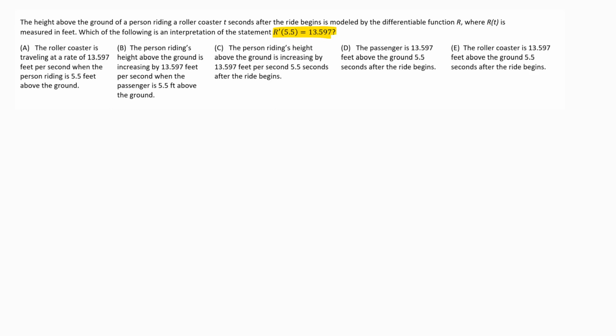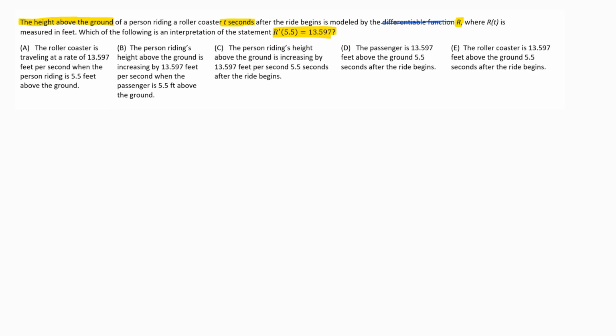So the height above the ground of a person riding a roller coaster t seconds, we always got to figure out what our variables mean, is modeled by the differentiable function r. Differentiable function in this situation is really just saying to us that we can take the derivative of it. It really doesn't mean a lot to us other than the fact that it's saying you're allowed to take the derivative of it. And so what we're finding out at the end here is that the height above the ground is modeled by this function r.